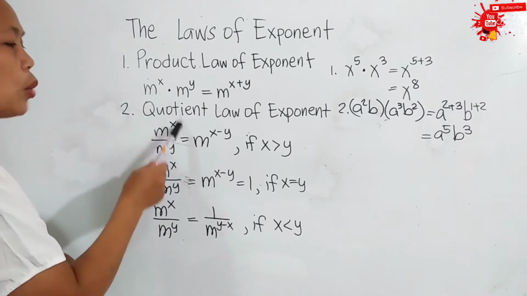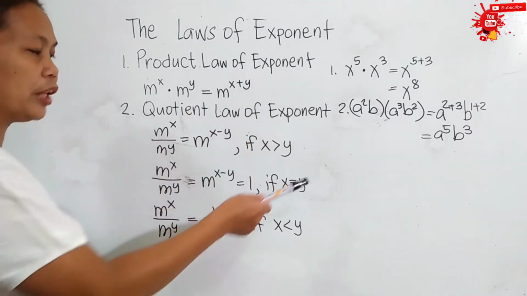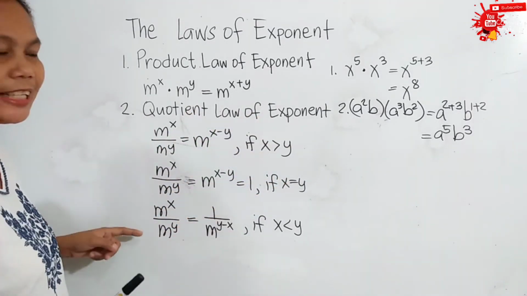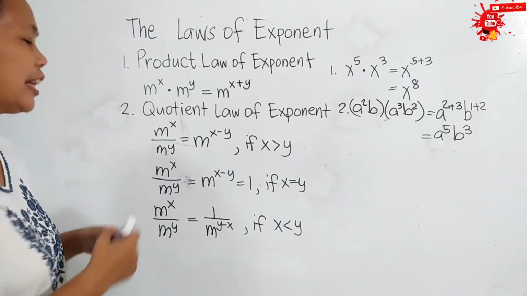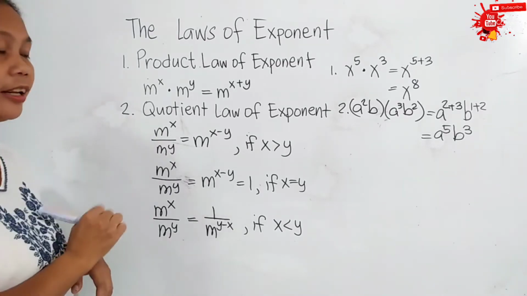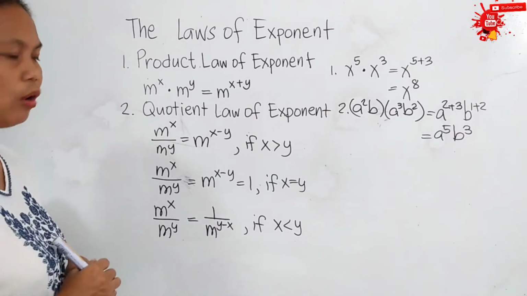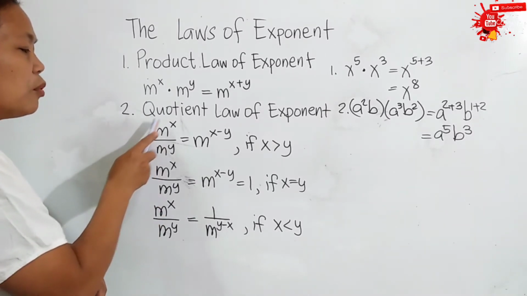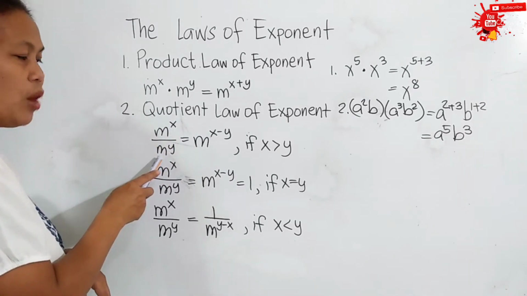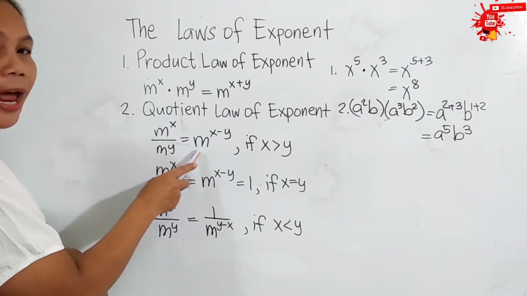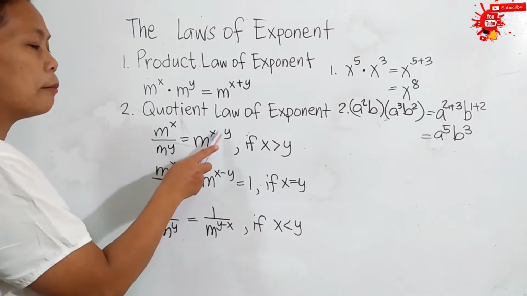We have here the quotient law of exponent. And we have three cases here for the quotient law of exponent. So let us have case number one for the quotient law. We have here m raised to x over m raised to y. It is equal to m raised to x minus y.